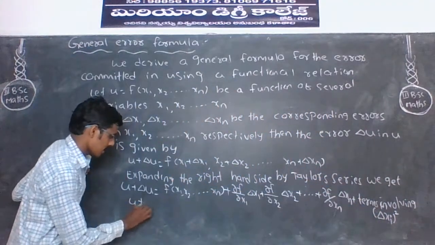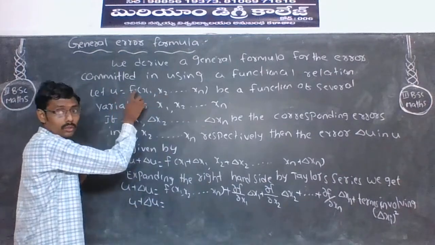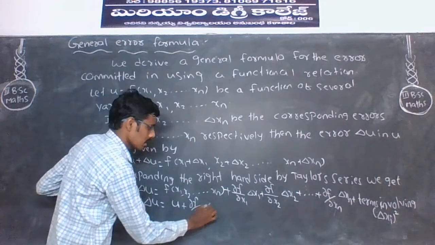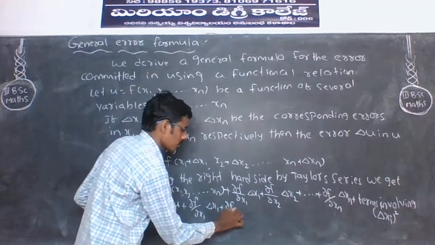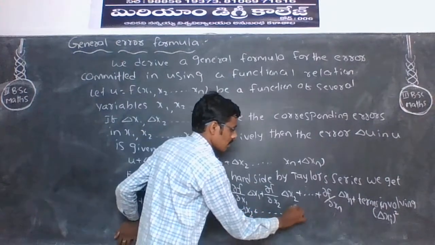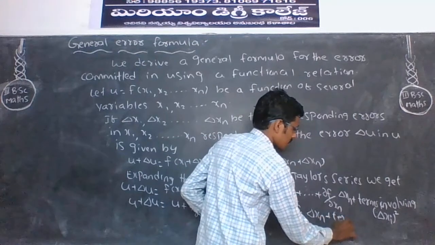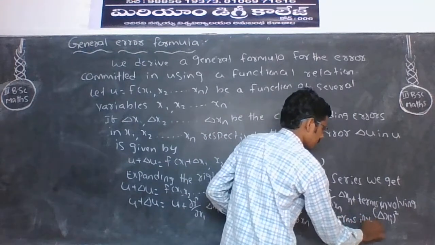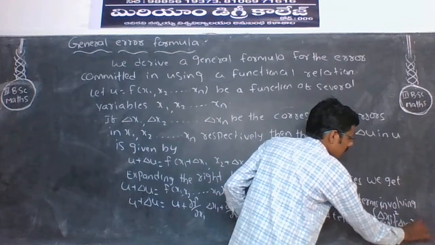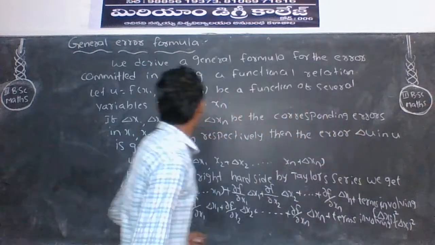u plus delta u is equal to f of x1, x2, xn, which is equal to u. So u plus dou f by dou x1 delta x1 plus dou f by dou x2 delta x2 plus and so on, dou f by dou xn delta xn plus terms involving delta xi whole square.